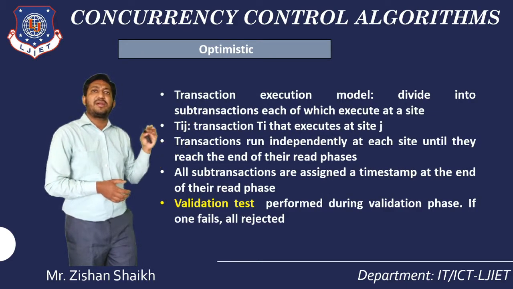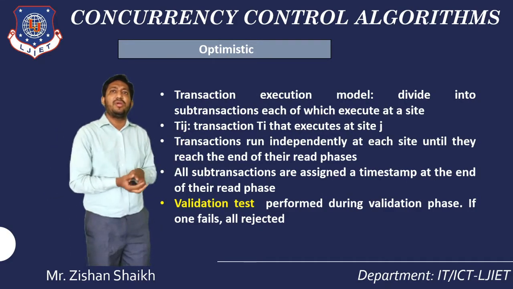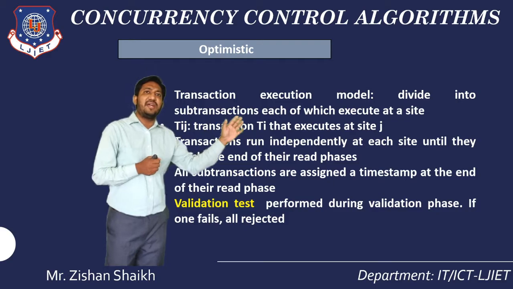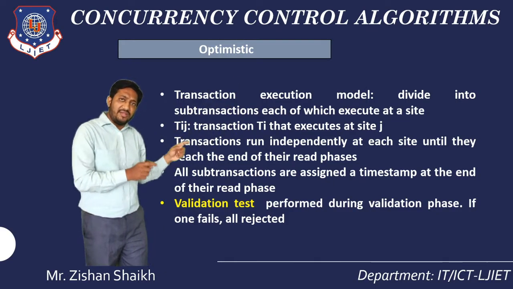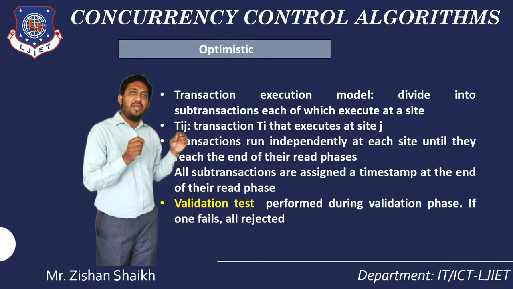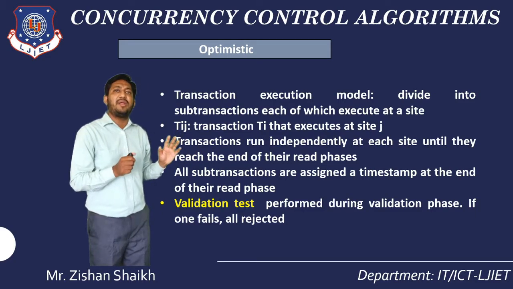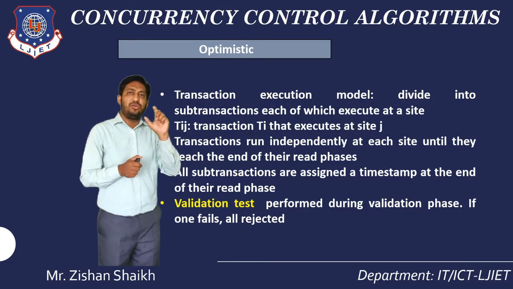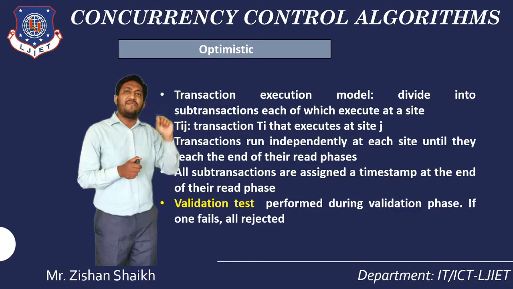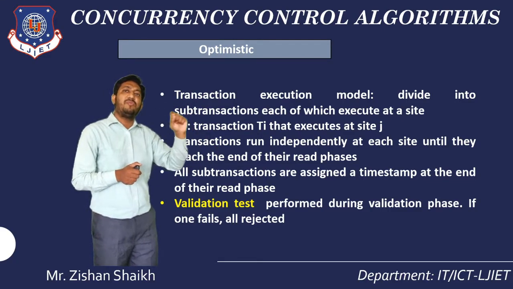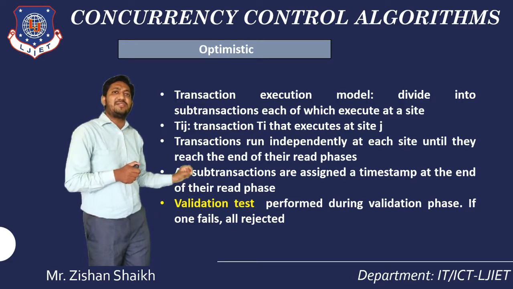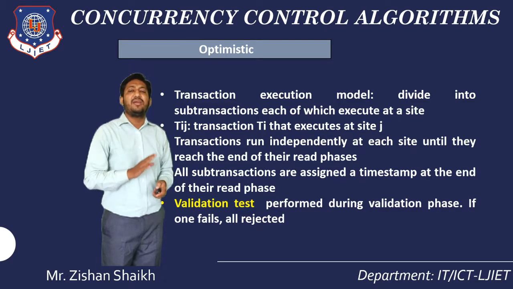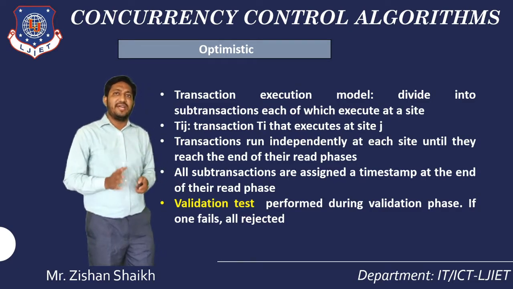So we can say that here the transaction execution model is divided into sub-transactions. If Tij is that, then transaction Ti is executed at site j. The transactions run independently here; each and every transaction works independently on the basis of the reading phase. All the sub-transactions are assigned a unique timestamp, and at the end of the read phase, it validates which one will be updated. If the validation test fails, then the whole process will be rejected here.